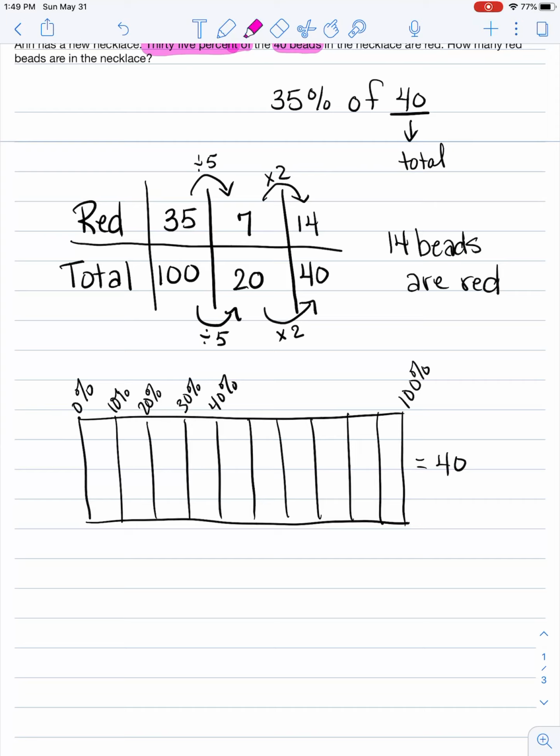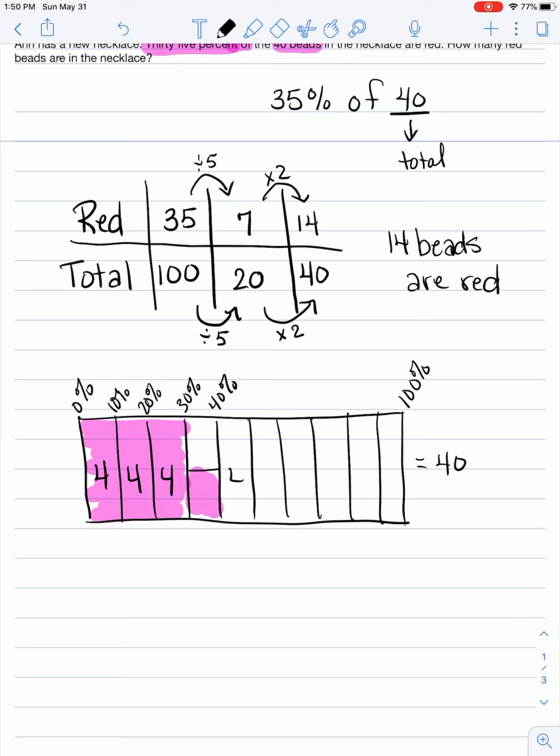So what I'm interested here in is 3 boxes. But then guess what? I don't want 30%, I want 35. So I need another half of a box. Okay, so this is why we prefer a ratio table, but again, it is doable. Okay, so what happens if I divide 40 by 10? Each of these boxes is 4. I'm going to leave this one out for a minute.